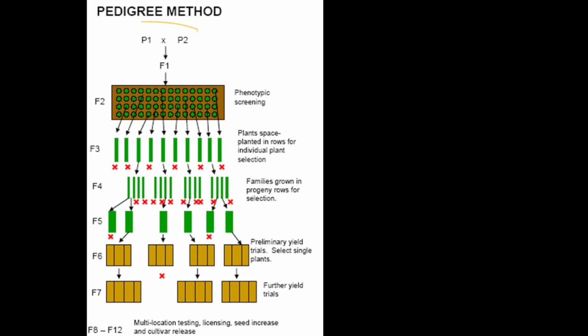First of all, we have crossed parents P1 and P2, and in the F1 generation we have a bulk of F1 seeds to grow. In the F2 generation you will see that we have selfed the F1 generation and produced a lot of seeds. With those seeds, a lot of plants are grown.